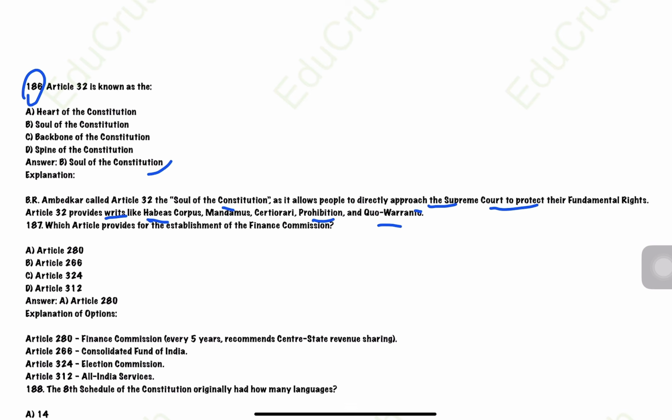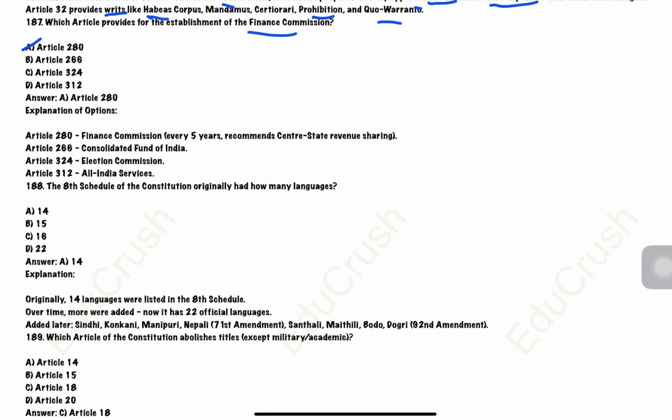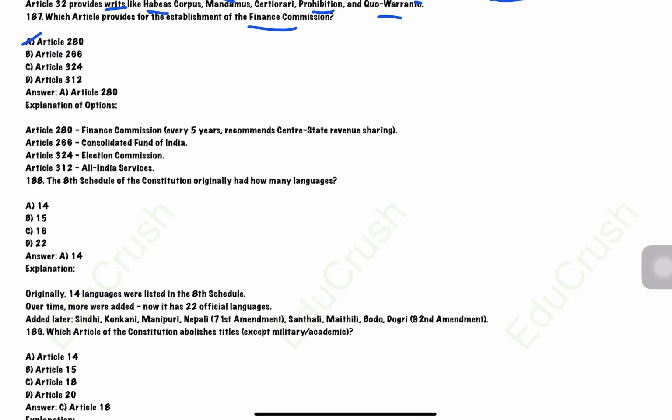So which article provides the establishment of Finance Commission? So Article 280 provides for the establishment of Finance Commission. Next, Article 280 Finance Commission every 5 years recommends center state revenue sharing. Next, Article 266 Consolidated Fund of India. Article 324 Election Commission. Article 312 All India Services.